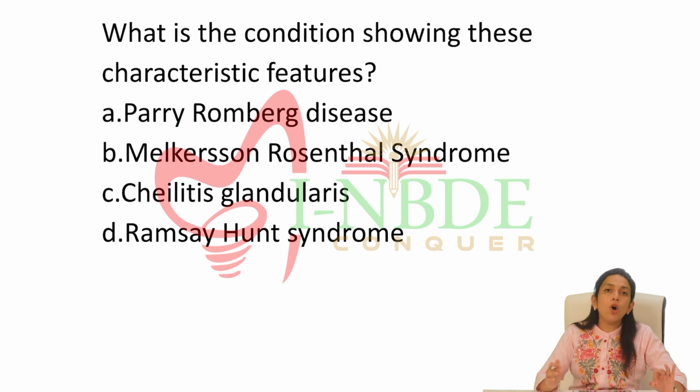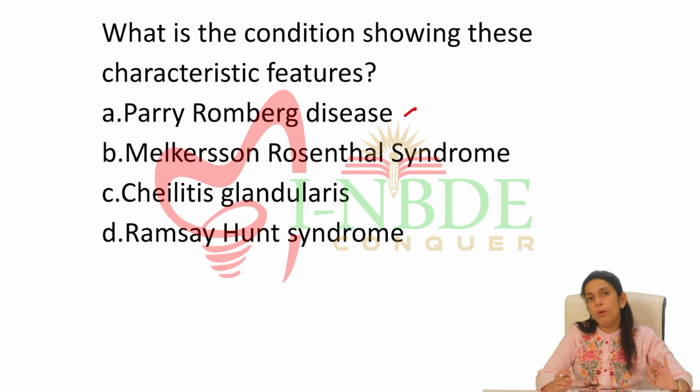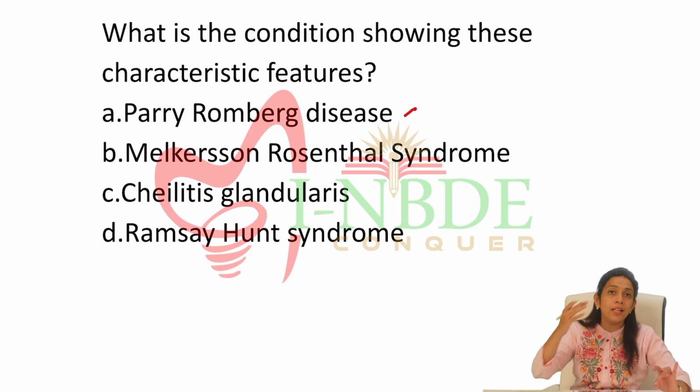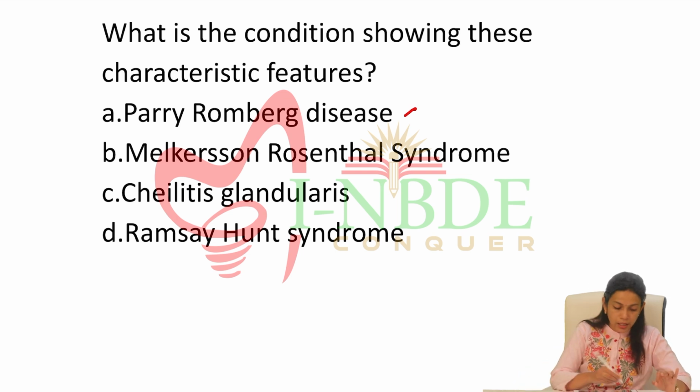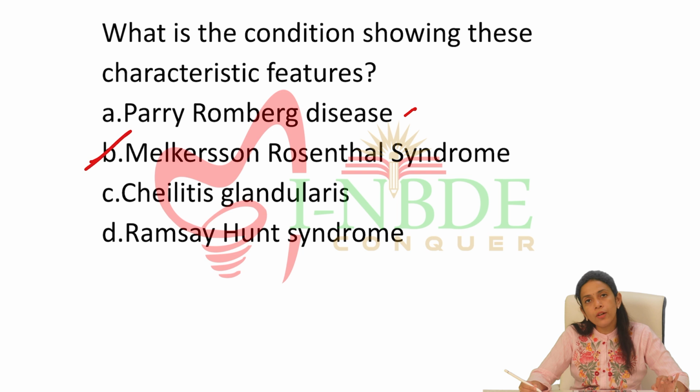Now let's see the options. So what is the condition? Romberg, McCune-Albright, cheilitis granulomatosa, and Ramsay Hunt are the options given. So where do you see these three components? That is fissure tongue, the facial palsy, and the upper lip swelling, which is nothing but cheilitis granulomatosa. So if you go through your developmental disturbances chapter from your oral pathology in your Shafer, these three components are seen in Melkersson-Rosenthal syndrome.